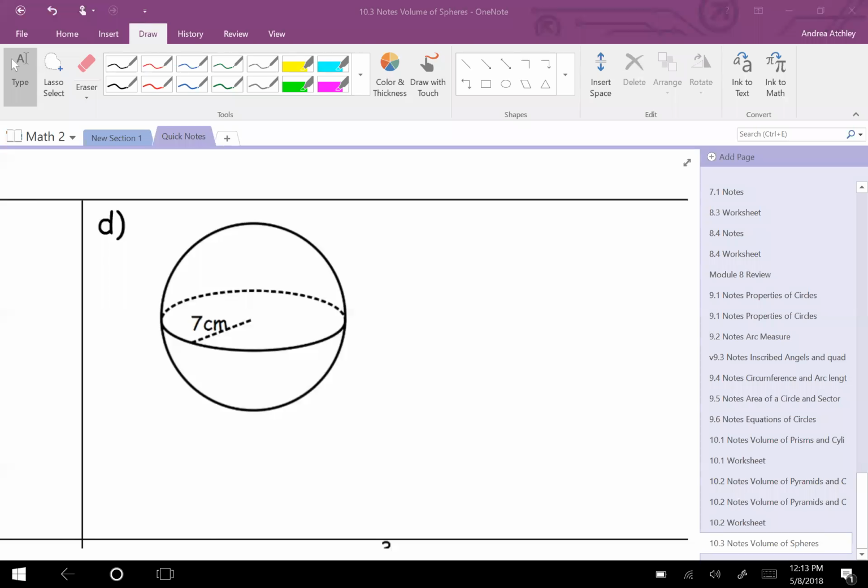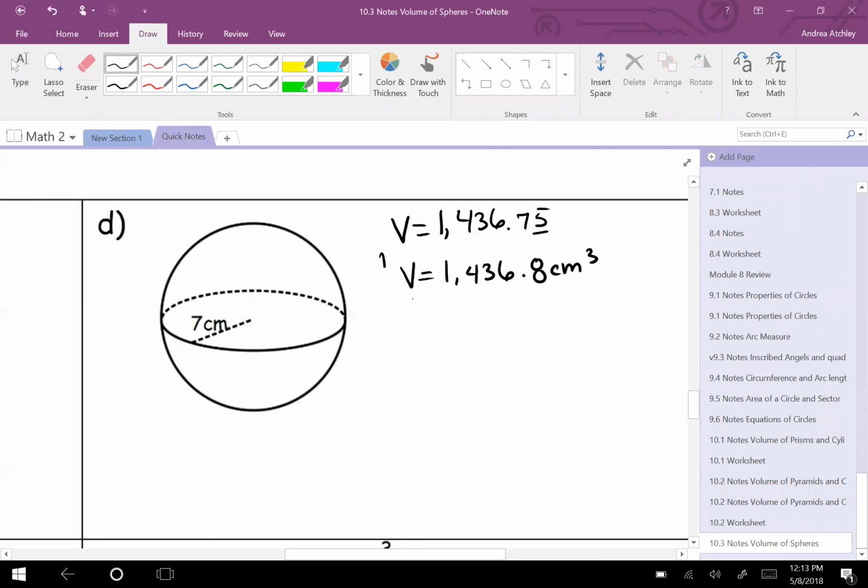We should have got our volume to equal 1,436.75. Does the 5 make the 7 move up? So your volume is 1,436.8 and then centimeters cubed. Any questions over that? Okay.